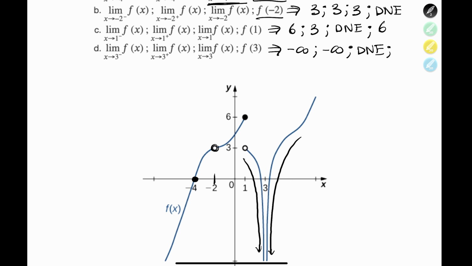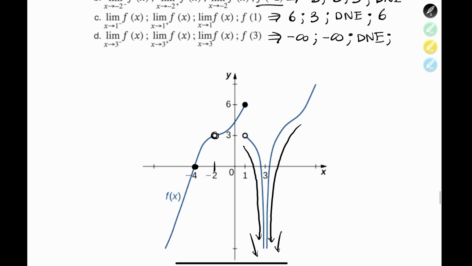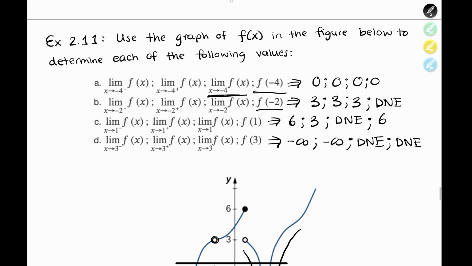And looking at our final part, find f of 3, we notice that it also does not exist because these values are approaching -infinity and there's no real number. So again, it does not exist. And now we're done with example 2.11.